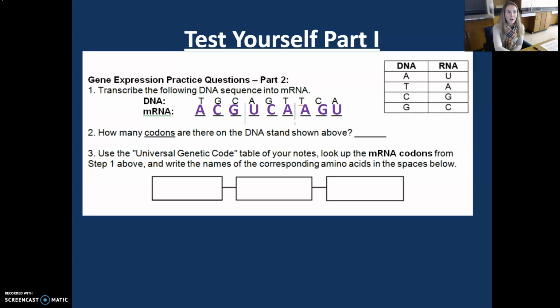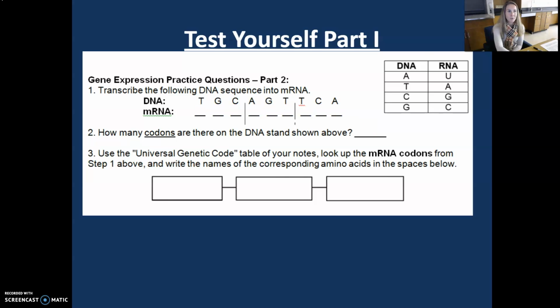So how many codons are there on the DNA strand above? Well, we drew lines for you to separate the 3 bases into codons. So we have 3 codons present in our mRNA above. Now, looking at our previous table, we have to use the mRNA to figure out what amino acid the mRNA corresponds to. So first, the mRNA we're looking at, the first codon, is ACG.